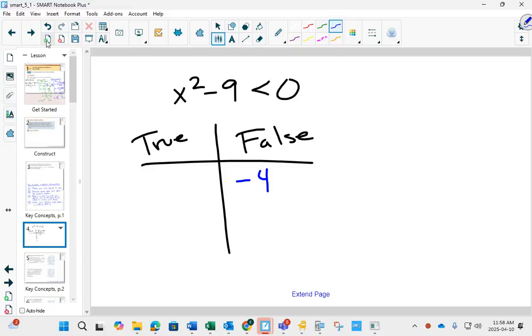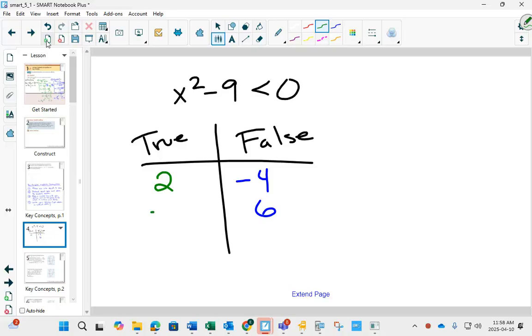Aaliyah, pick a number. 6. If you plugged in 6, 6 squared is 36, minus 9 would be 27. Is that less than 0? No. So 6 would go on the false side. Anybody think they can find a number that's true? 2. Plug in 2, 4 minus 9, yes. 2 works. Anybody find another one?